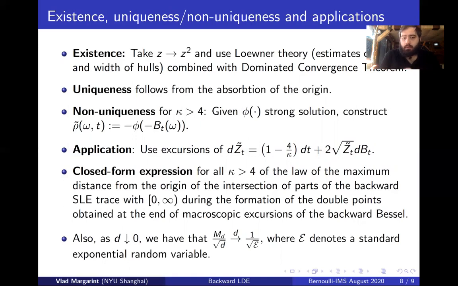And we can get this closed form expression for the maximum, and this asymptotic, this is very new. So this is the dimension that is 1 minus 4 over kappa in our context. And this tells you how the maximum, how this trace's intersection with the real line on this family of double points, shrinks as kappa goes to 4 from above. So what is really this dynamics? You can see that this is really a standard exponential random variable, where this M_D is the maximum of the Bessel process on the real line.